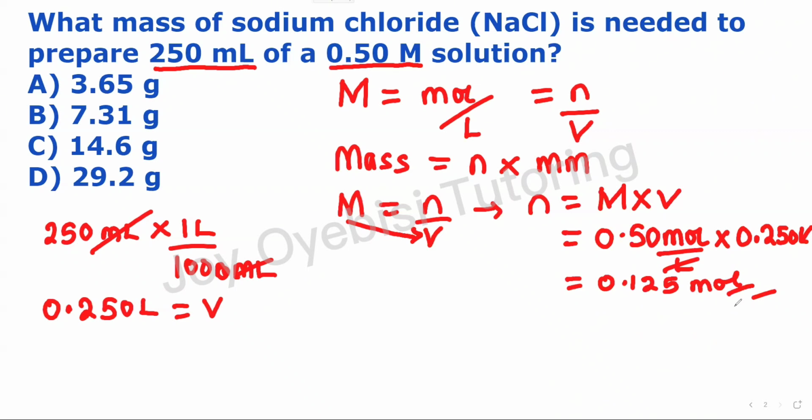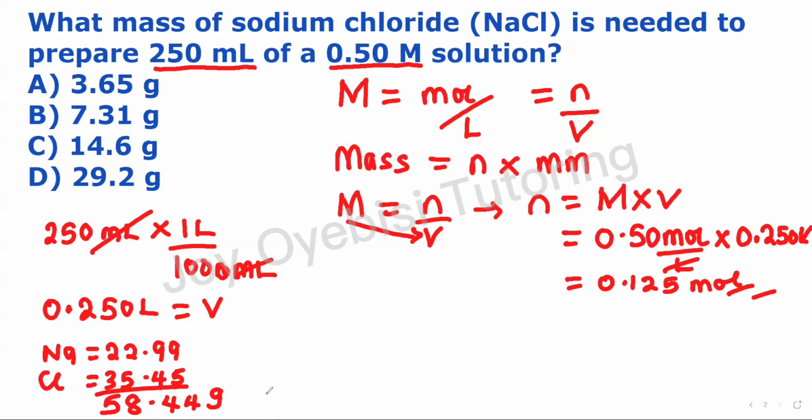But in order to solve for the mass, we also need the molar mass of sodium chloride, which is the solute in this solution. So Na is 22.99, Cl is 35.45. Then we add them up. 22.99 plus 35.45 gives 58.44 grams per mole. So we have our molar mass.